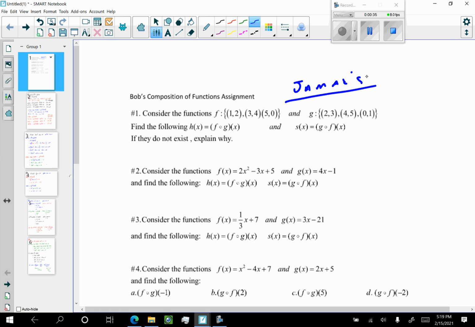I'm going to try to limit this video to 20 minutes roundabout. So let's go to number one. Consider I want to have these two functions, discrete functions, where f consists of 3 ordered pairs, g consists of 3 ordered pairs, and I want to find f of g and g of f. They don't exist. We're going to explain why. Here you go, number one.